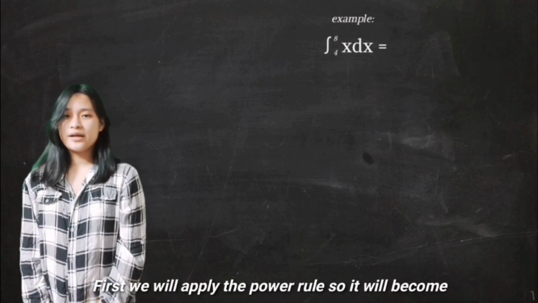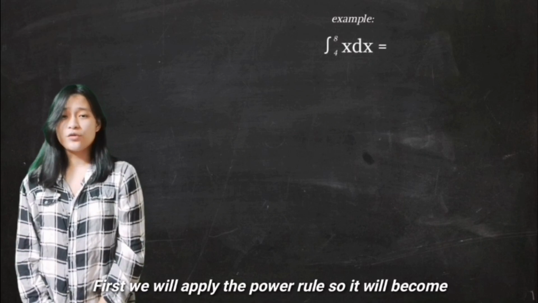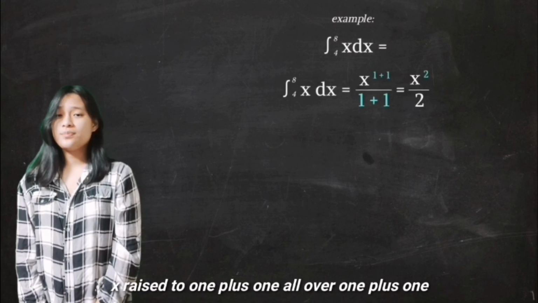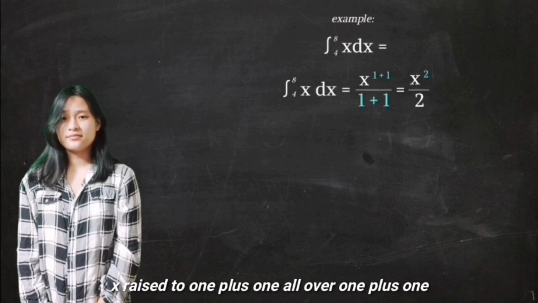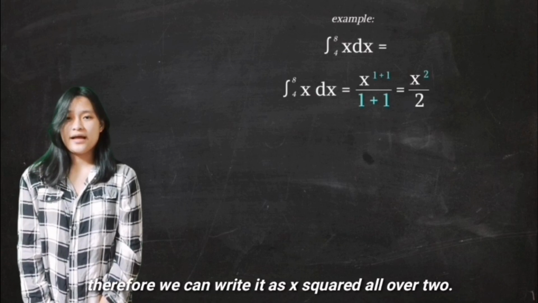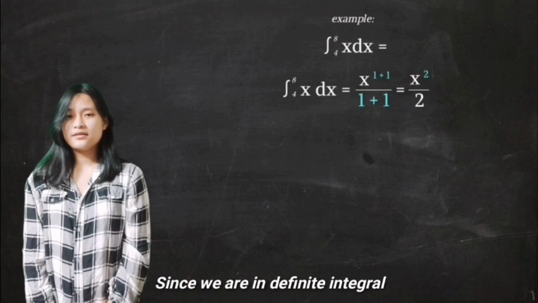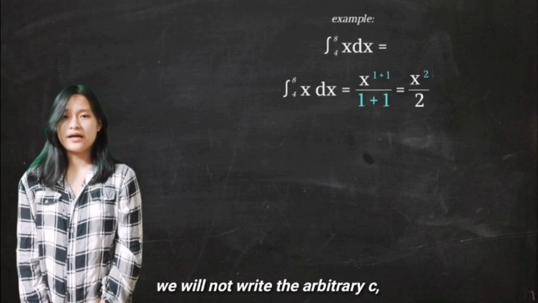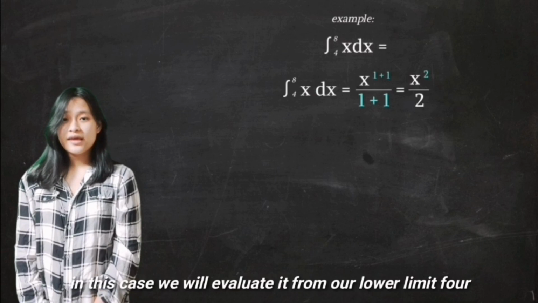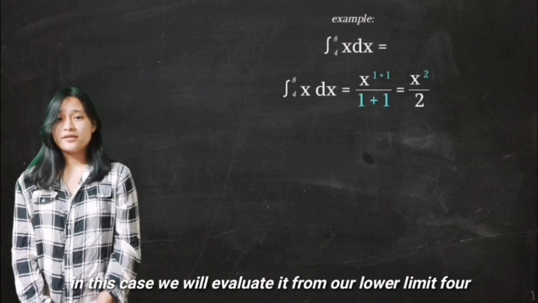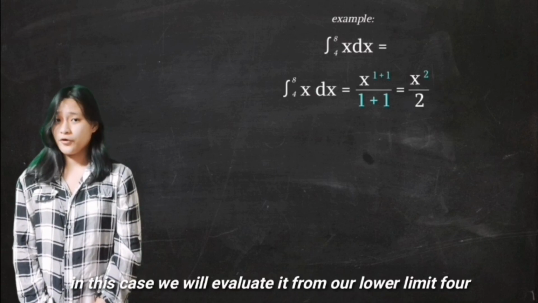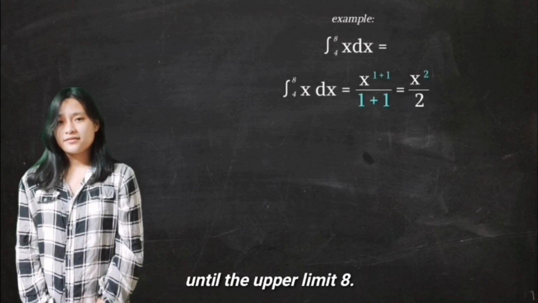First, we will apply the power rule. So it will become x raised to 1 plus 1 whole over 1 plus 1. Therefore, we can write it as x squared whole over 2. Since we are in definite integral, we will not write the arbitrary c. In this case, we will evaluate it from our lower limit 4 until the upper limit 8.